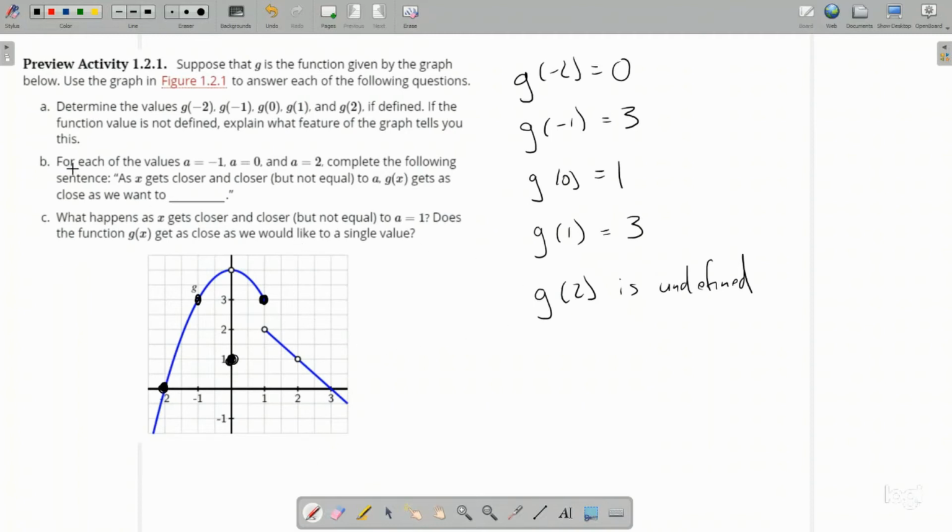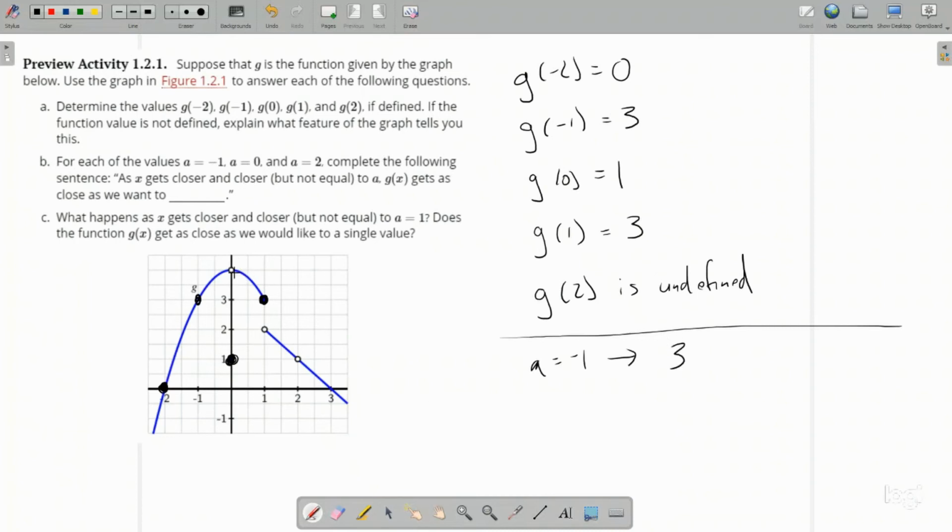For part B, for each of the values, -1, 0, and 2, complete the following sentence. As x gets closer and closer but not equal to a, g of x gets as close as we want to blank. And so what's happening here, let's look at -1. When the value is -1, we're saying what happens to this function as you get closer and closer to -1. And you can see that as you get closer and closer to -1, the value of the function gets closer and closer to 3. So I'm not going to write out the whole sentence, but when a equals -1, the blank is filled in by the value 3.